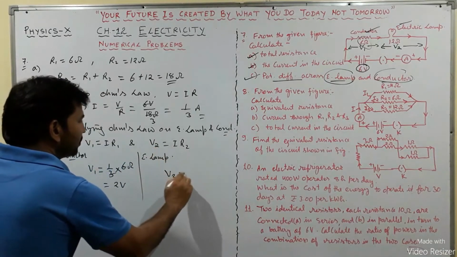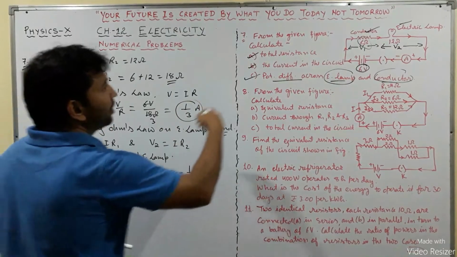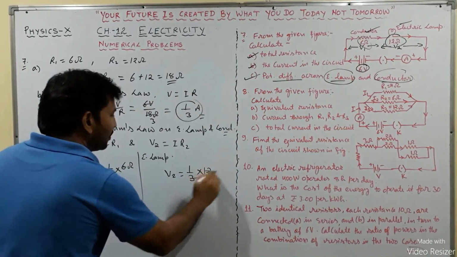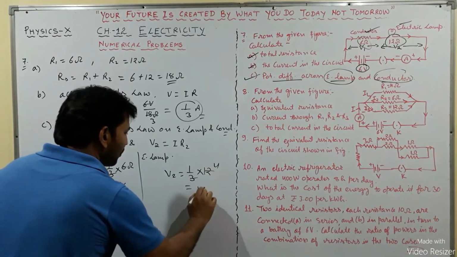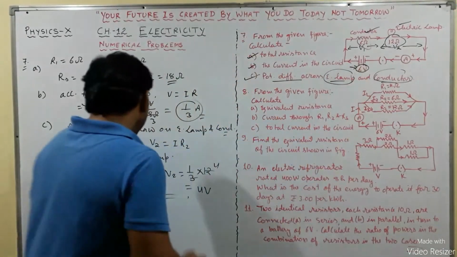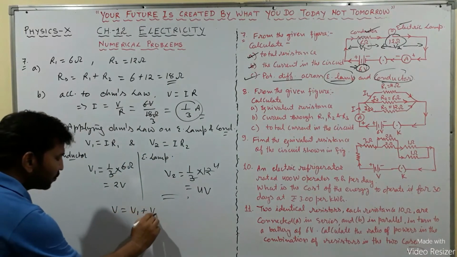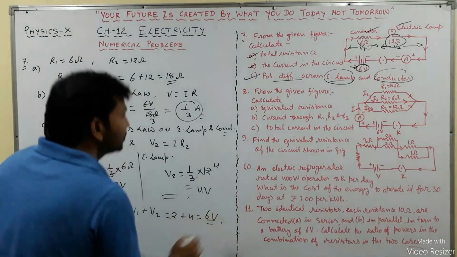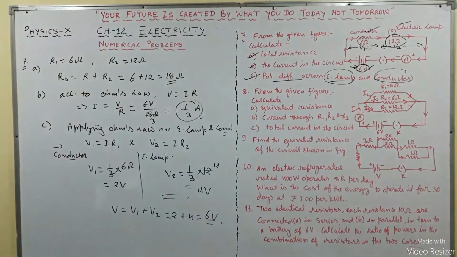And what is there in the electric lamp? That is V2 is equal to, what is the current? 1/3 into, and what is R2? R2 is 12 ohm. So what is the potential difference across the lamp? That is 4 volt. And you can check the answer by adding these two. That is V is equal to V1 plus V2. 2 plus 4, that is 6 volt, which is equal to the potential difference of the battery connected in the electric circuit.